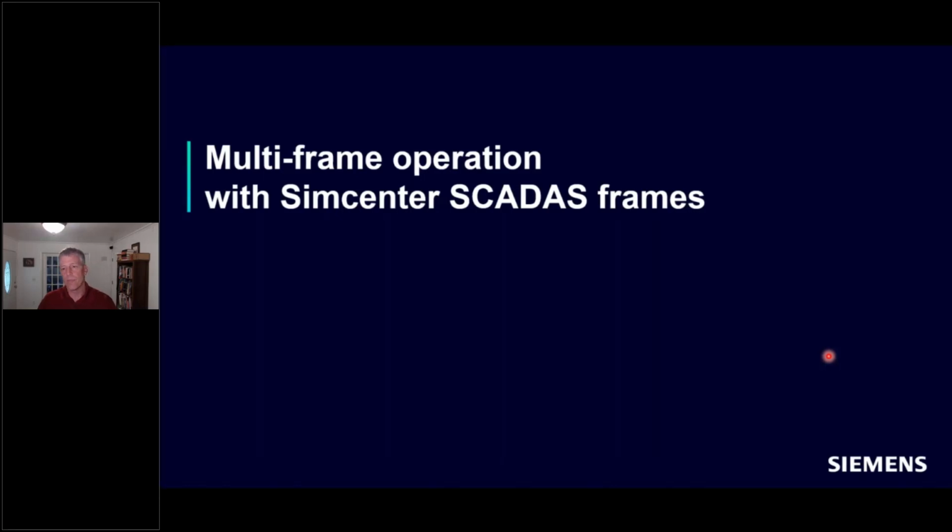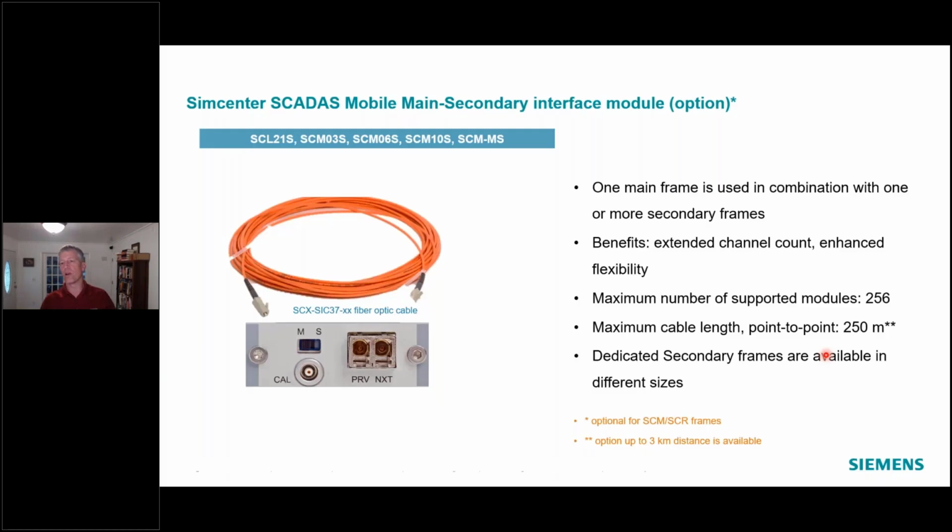And then I want to talk some about multi-frame operations. So let's say you're a customer, you've got 2 or 3 SCADAS systems, you normally use them independently, and you're like, boy, sometimes it would be nice if I could take my 3 12-channel systems and make it look like one big 36-channel system to a single computer running SimCenter Test Lab. That is possible in the SCADAS Lab and SCADAS Mobile family by using a main secondary interface.